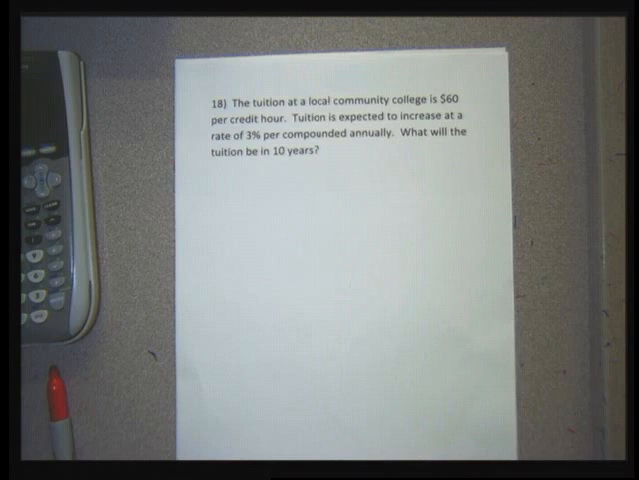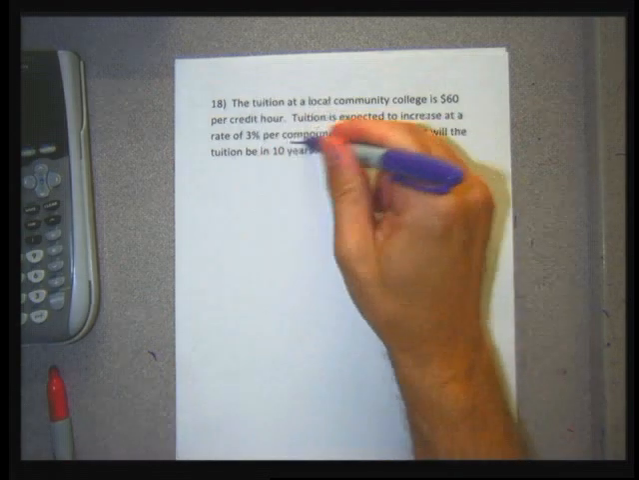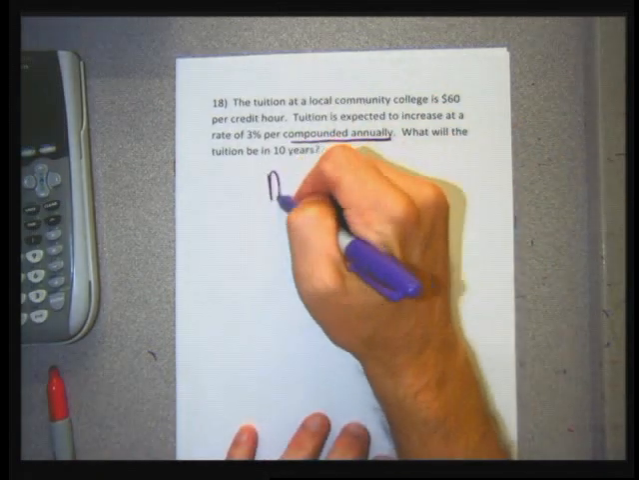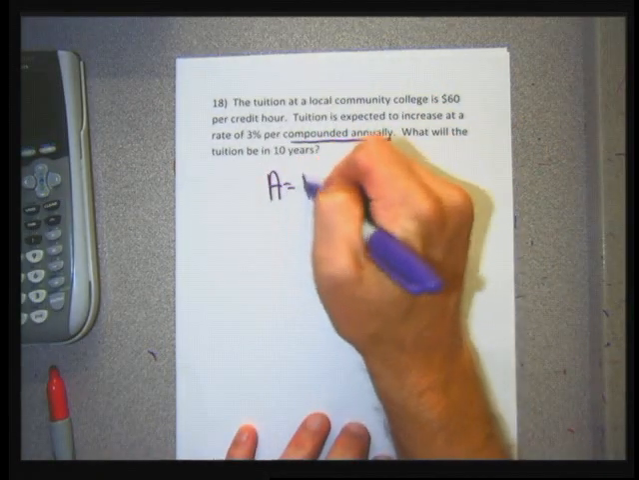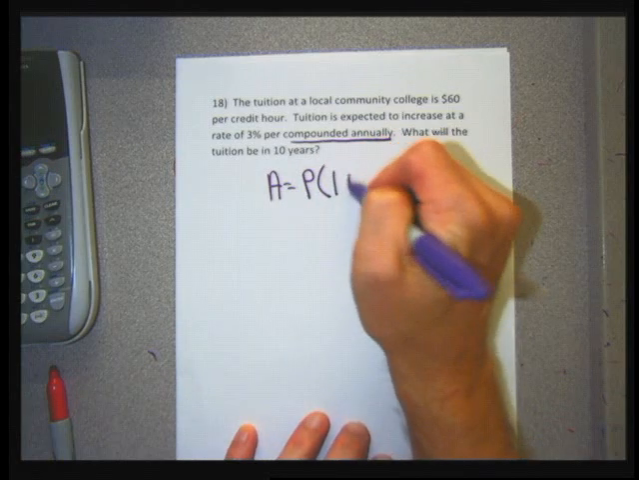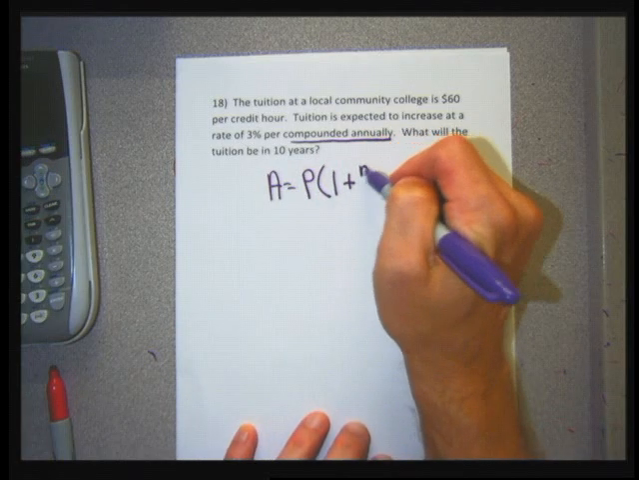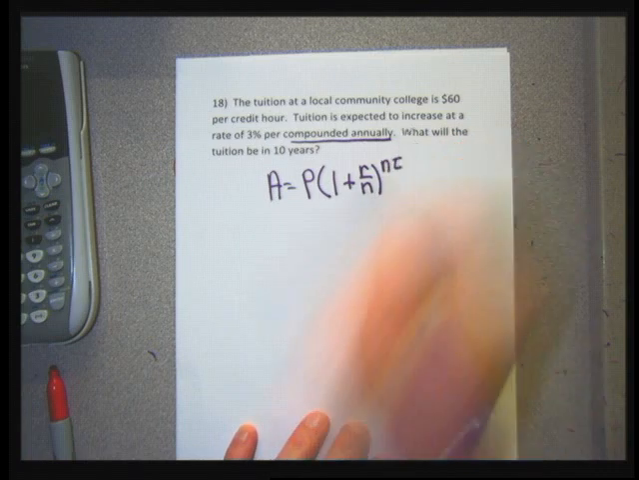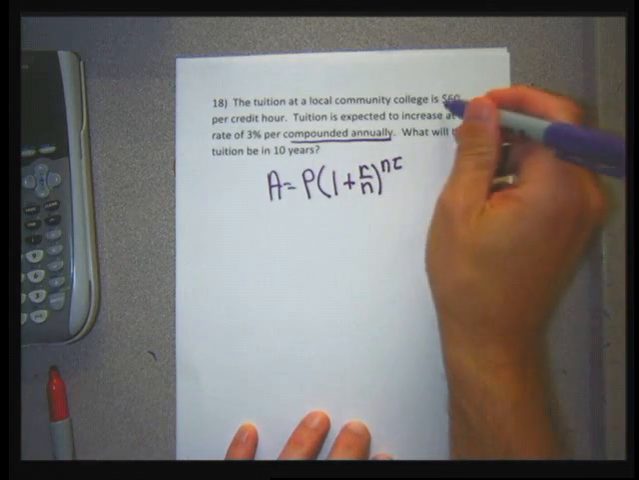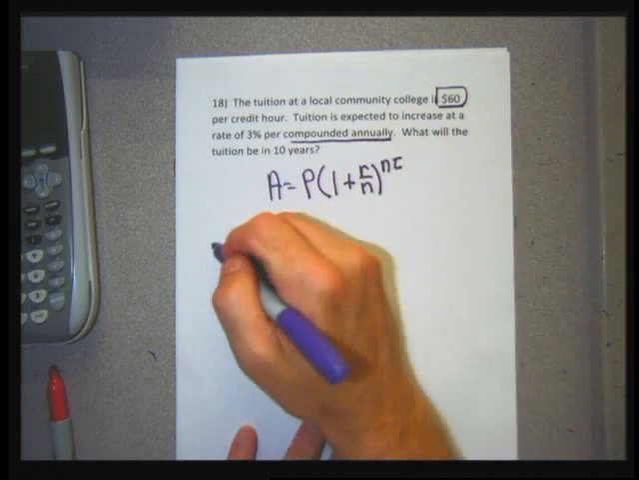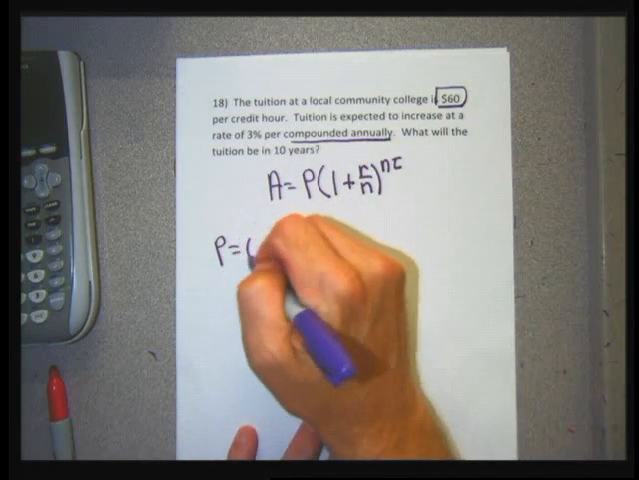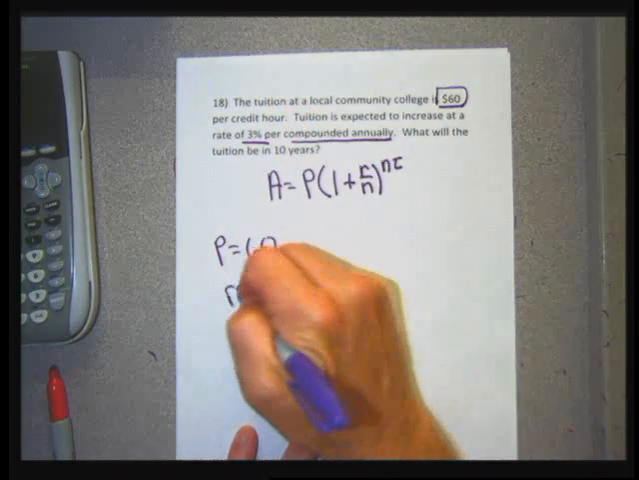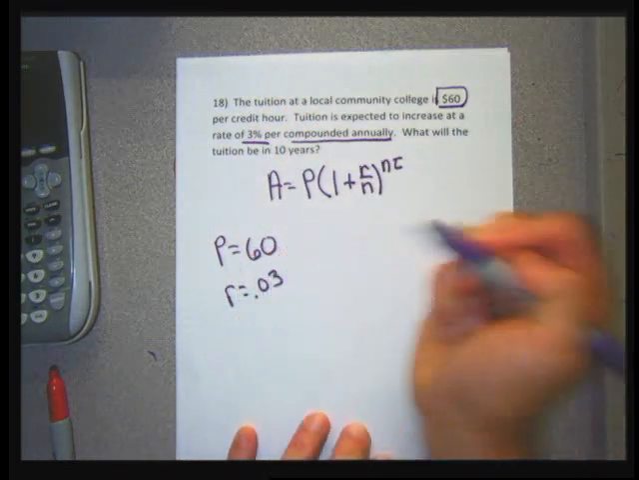So anyways, again, I look for the word compounded in all these money problems. Once I don't see the word continuously, I know that I need to use the formula A equals P times 1 plus R over N to the NT power, and I start hunting out dollar amounts. The $60 is the current cost of the tuition. It's the present or beginning cost. The 3% is the growth rate. I'm going to make that into an R with a decimal.